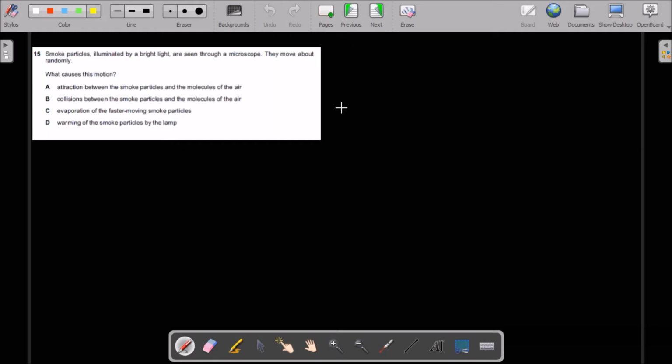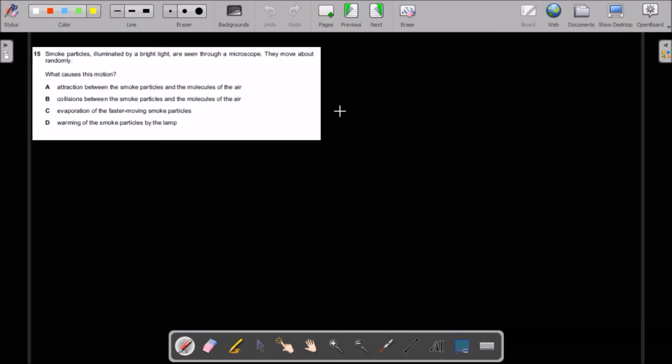Question 15. Smoke particles illuminated by a bright light are seen through a microscope. They move about randomly. What causes this motion? We know that this is the definition of Brownian motion.